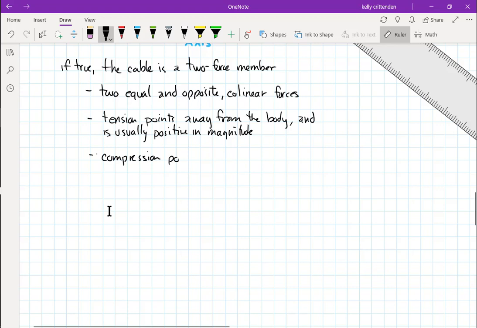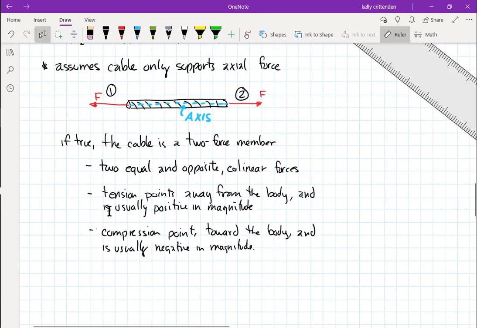So compression points toward the body and is usually negative in magnitude. All right. So a compression would just look different in that the arrows for F would be pointing inward towards the thing. And again, ropes don't really deal with compression too well.